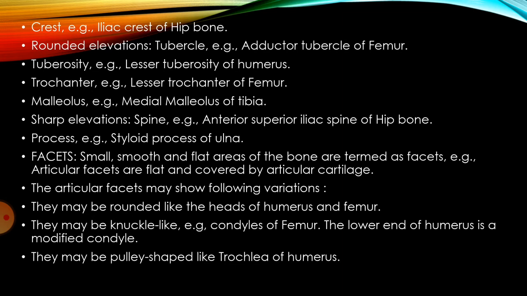Okay, so then comes the facets. Small, smooth and flat areas of the bone are termed facets. For example, the articular facets are flat and covered by articular cartilage. The articular facets may show the following variations. They may be rounded like the heads of the humerus and femur. We have seen examples of these, the heads of femur and humerus. They may be knuckle-like, for example the condyles of the femur, which were the distal articular parts of the femur. The lower end of the humerus is a modified condyle. They may be pulley shaped like the trochlea of the humerus.